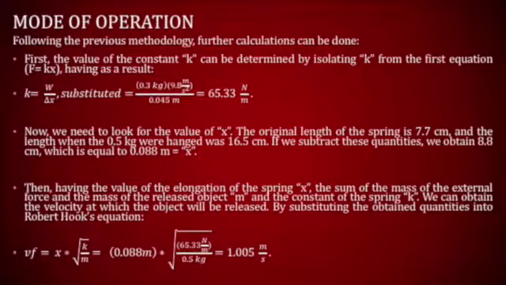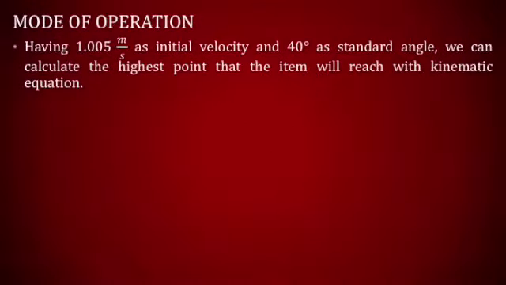Then, having the value of the elongation of the spring, which is x, the sum of the mass of the external force and the mass of the released object, m, and the constant of the spring, which is k, we can obtain the velocity at which the object will be released. You can see the substitution of the obtained quantities into Hooke's equation at the bottom of our slide. Then, after obtaining the final velocity, also known as the initial velocity at which the object will be launched, and knowing that 40 degrees is the standard angle at which the object will be released because of the weight applied to it, we can calculate the highest point that the item will reach with kinematic equations.